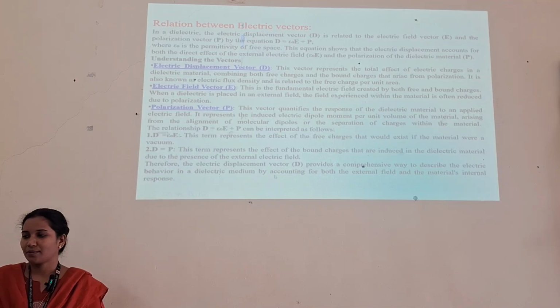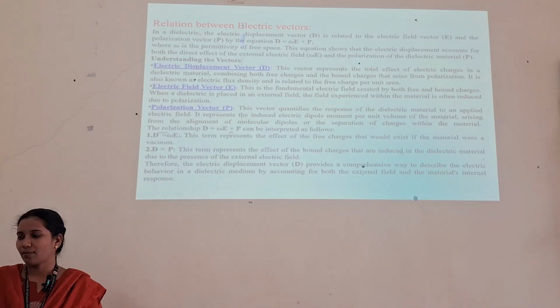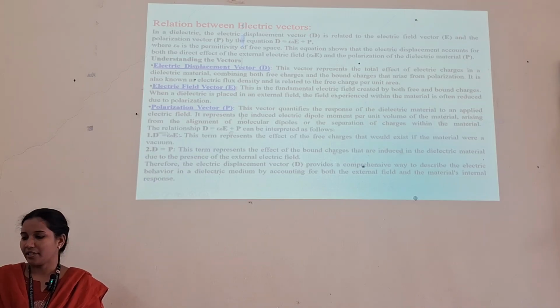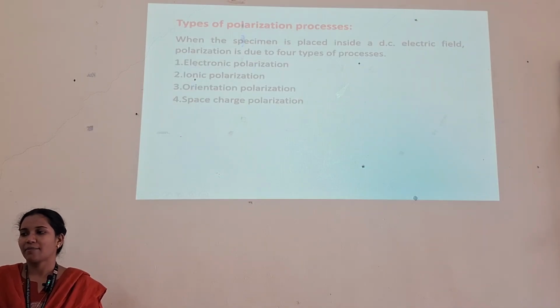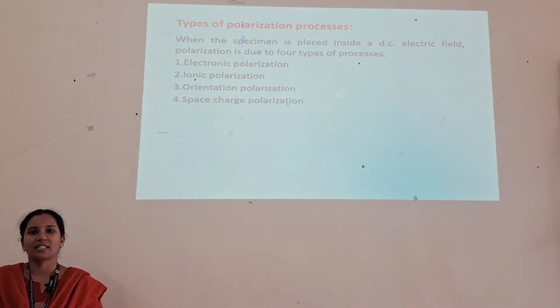Therefore, the electric displacement vector D provides a comprehensive way to describe the behavior of a dielectric medium by accounting for both the external field and the material's response. These are the types of polarization. There are 4 types of polarization: electronic polarization, ionic polarization, orientational polarization, and space charge polarization.